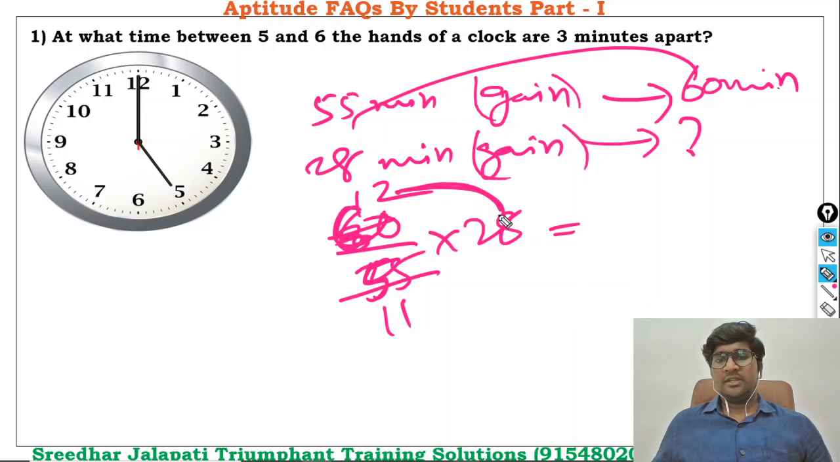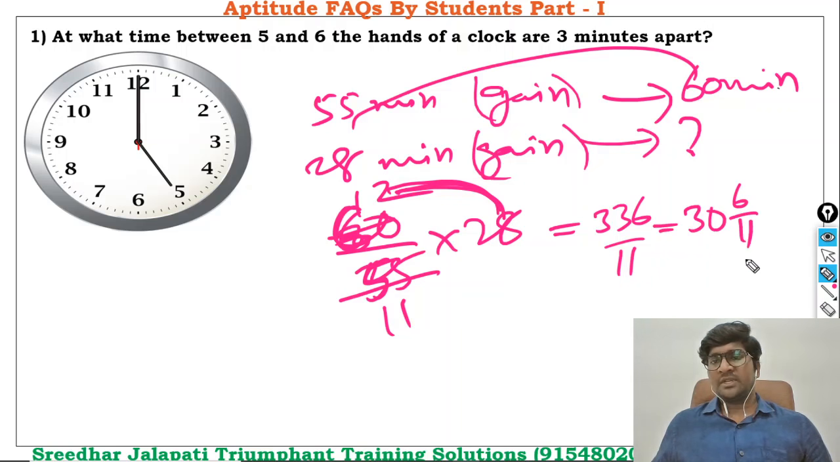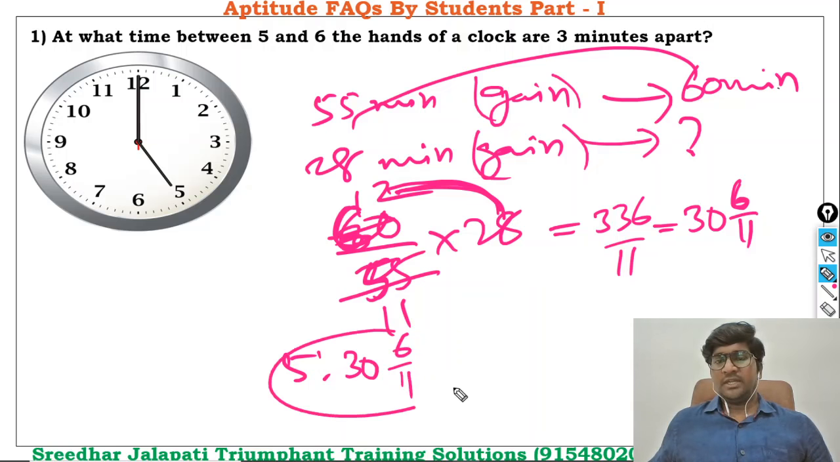28 tens 280, 28 2s 56, so 336 by 11. If I simplify this further, 36 by 11, because 11 3s is 33 and then remainder 6, so 36 by 11. Right? So therefore the answer: when the time is 5:36 by 11, they are 3 minutes apart.